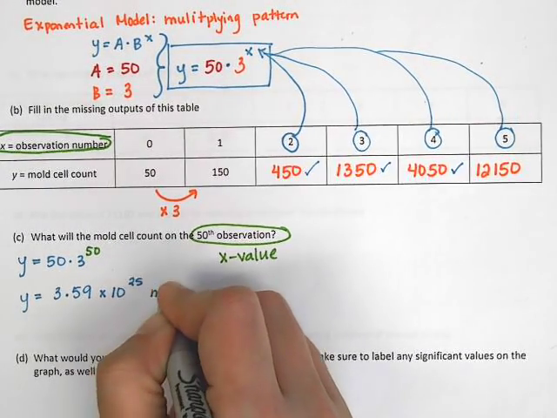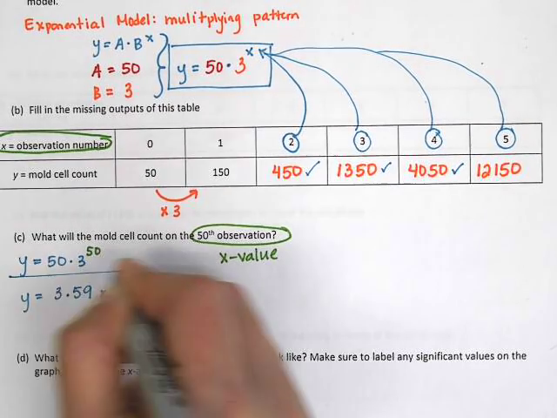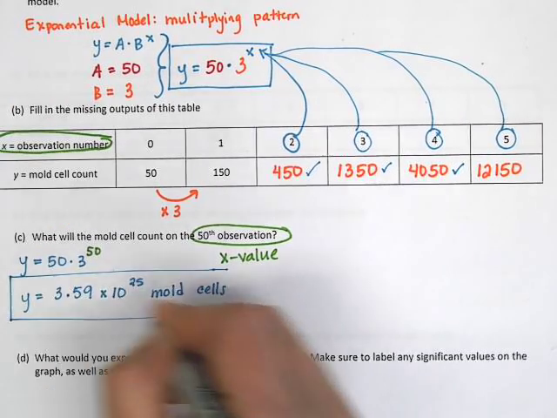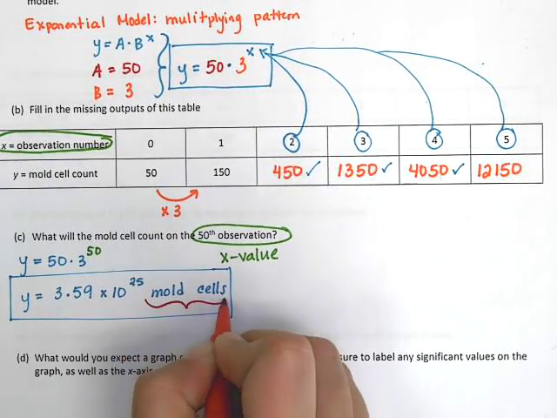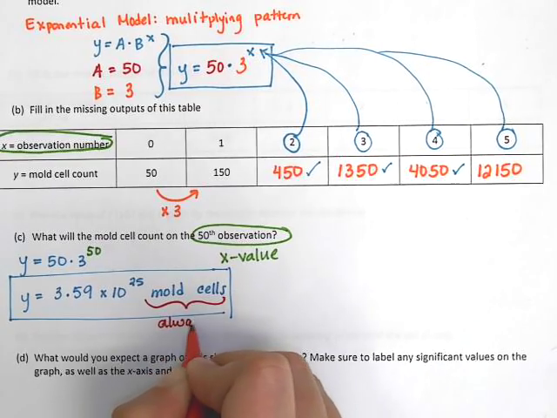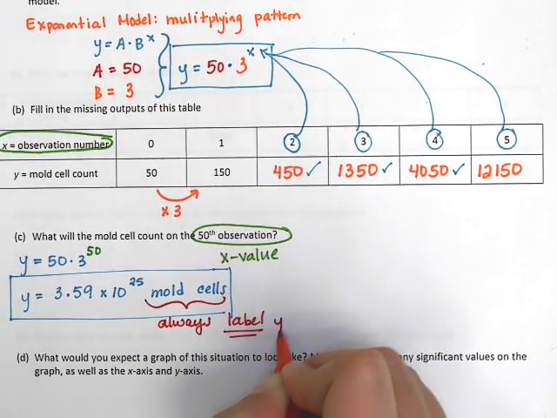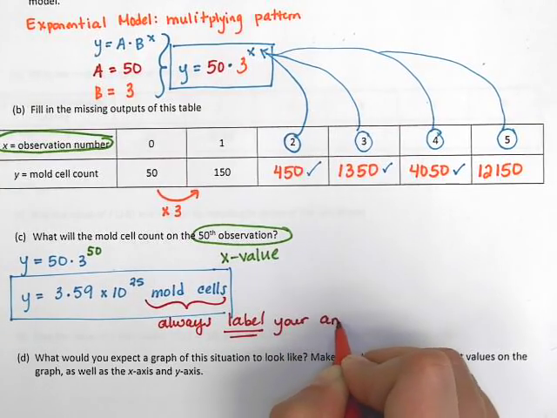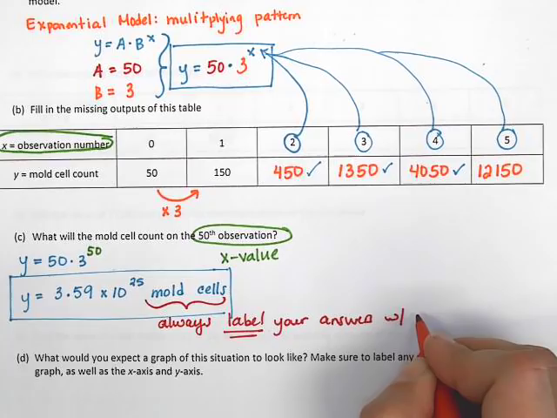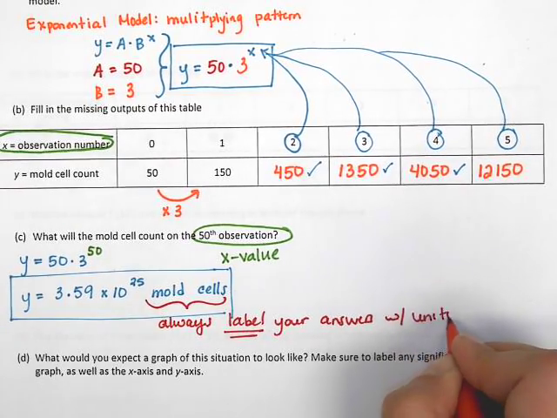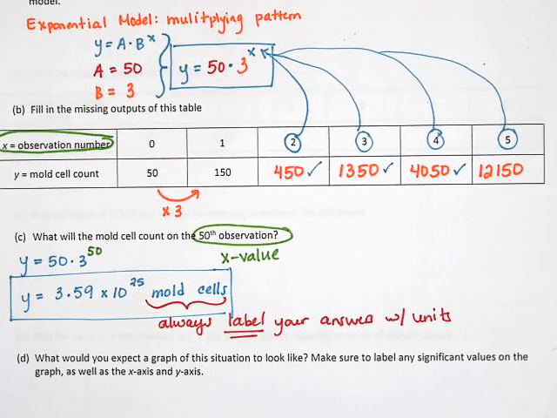And we're counting the number of mold cells. So you would write mold cells here as a label for your data. In these questions, it's going to be really important that you should always label your answers with either units or data descriptions. So we're counting mold cells here.